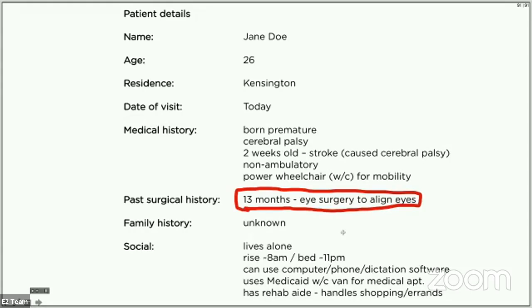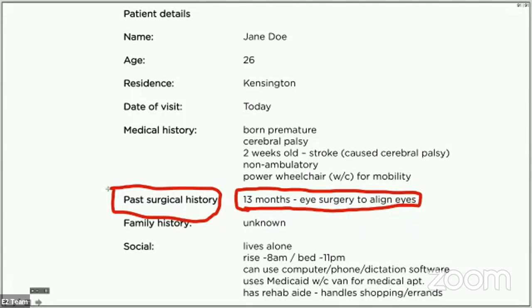So the first step was to interpret. And that means to read this and to think to yourself, what does this mean? 13 months. Okay, remember this is past surgical history. Always pay attention to that subheading. Past surgical history, 13 months, eye surgery to align eyes.